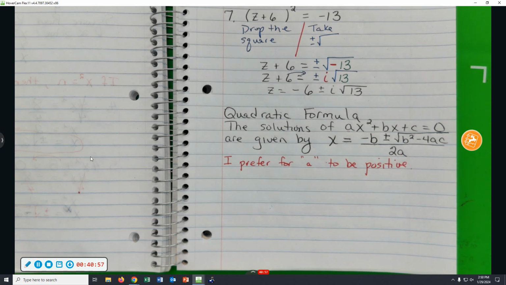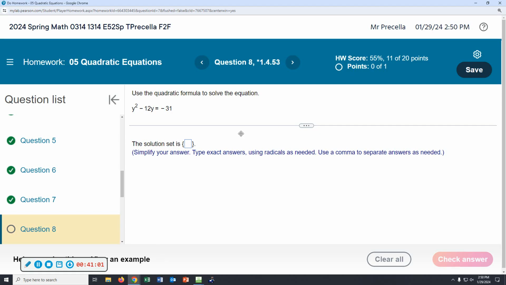Now let's look at number 8. This is the first quadratic formula problem we're doing. It says use the quadratic formula to solve this problem. Let me write it down. Of course, it's y's, not x's. Y squared minus 12y equals negative 31.